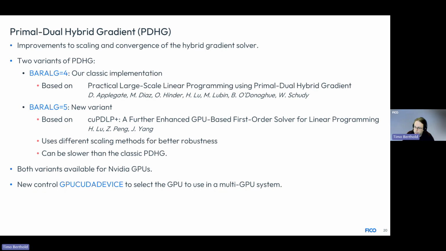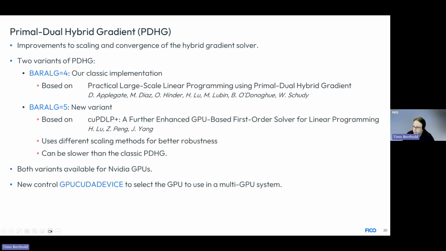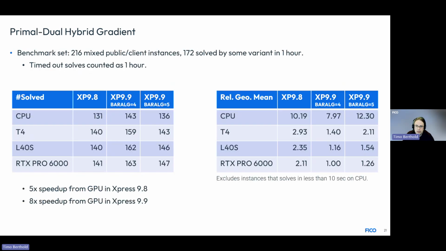But it solves some problems that the classic PDHG doesn't handle that well. So it's likely best if you try both and see which works better for your problem. As a side note, if you have a machine with multiple GPUs, there's now a new GPU CUDA device control to select which GPU you want to use. That's also a new feature here. And here we've put together some performance numbers for these PDHG methods.